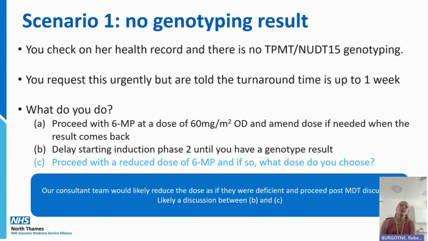So in some patients, they would potentially delay the starting of the induction phase 2 until that result's back. Or in other patients, we would proceed with the reduced dose of 6-MP but then have to check the genotype result when it comes back to either clarify the dose is okay to continue at reduced dose, or actually if the patient's genotype comes back as normal, increase up to full dose 6-MP.